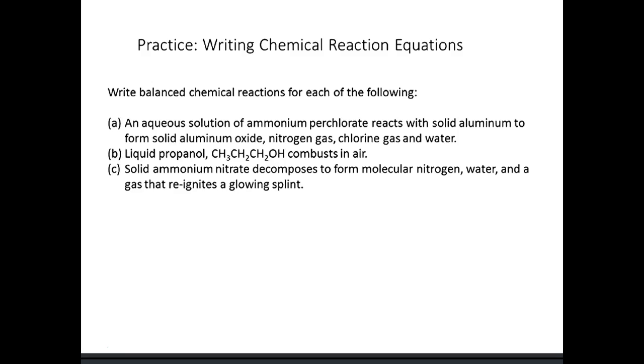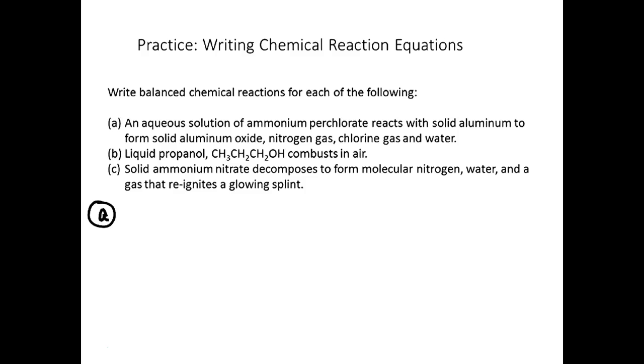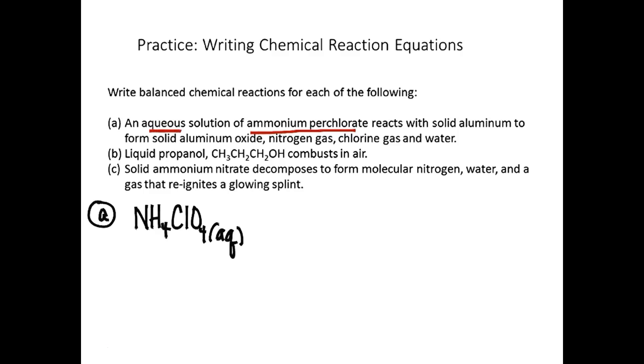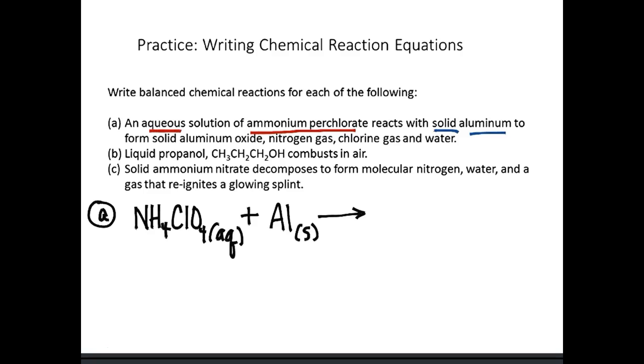So we'll start with A. An aqueous solution of ammonium perchlorate reacts with solid aluminum to form solid aluminum oxide, nitrogen gas, chlorine gas, and water. So we're going to start with the first reactant, ammonium perchlorate. And we know it's aqueous, that's given in the problem. Ammonium is NH4 with a +1 charge. Perchlorate is ClO4 with a -1 charge. So those go together 1 to 1. And we need to put (aq) after it for aqueous.